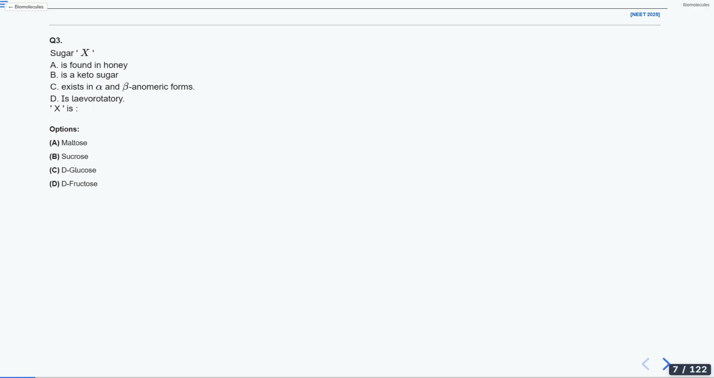So it was asked in 2025. You have to tell what your sugar X is. Some properties of sugar X are given here. First, it is found in honey. Second, it is a keto sugar. Third, it exists in alpha and beta anomeric forms. Fourth, it is levorotatory. So you have to identify the X. What is your X here?